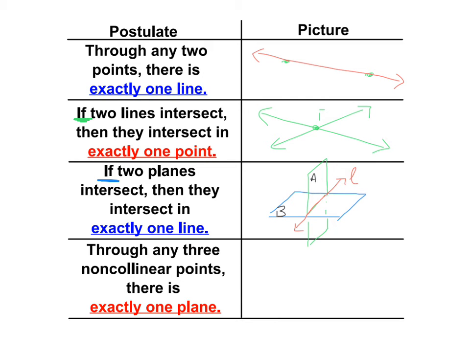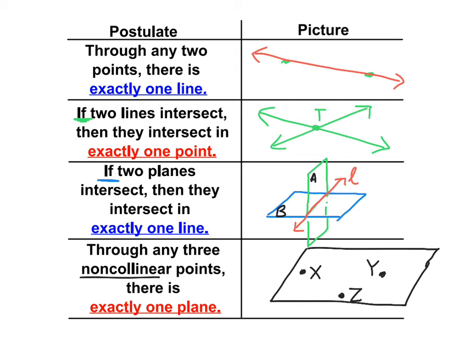And our final definition, or excuse me, postulate, is through any 3 non-collinear points, there is exactly 1 plane. So through any 3 non-collinear points, so any 3 points that are not on the same line, there is exactly 1 plane. So let's go ahead and just draw 3 points that don't make a line. So I'm going to call this point X, point Y, and point Z. Through those 3 points, there's only 1 possible plane that has all 3 of those points. So be sure to get these definitions and pictures drawn in your notes. Feel free to pause the video if you need to.